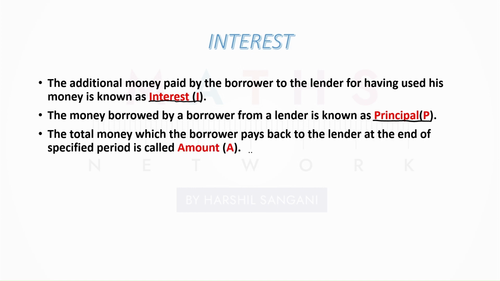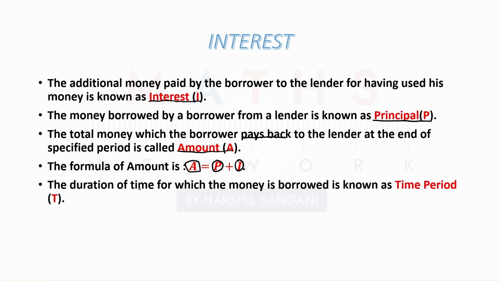Now, the total money which the borrower pays back to the lender at the end of a specific period is called amount. The formula for amount is A equal to P plus I, which means the money the borrower has to return to the lender is the principal amount plus the interest amount. And the duration of time for which the money is borrowed is known as the time period, generally denoted by T.